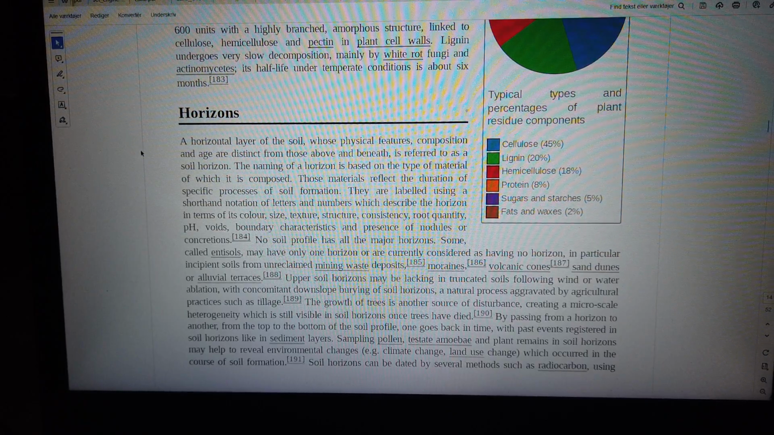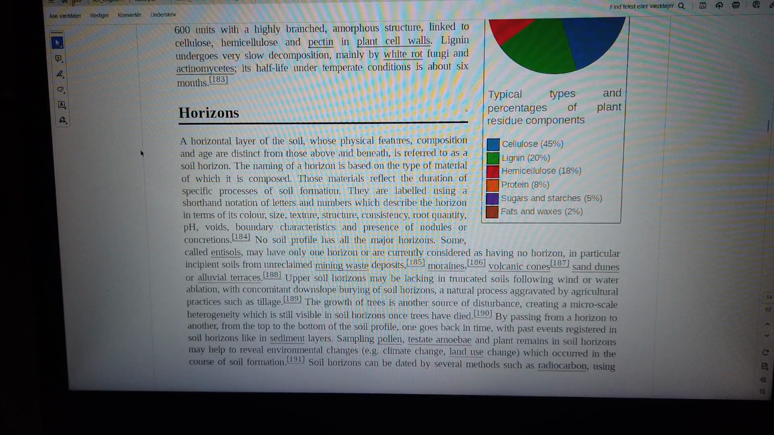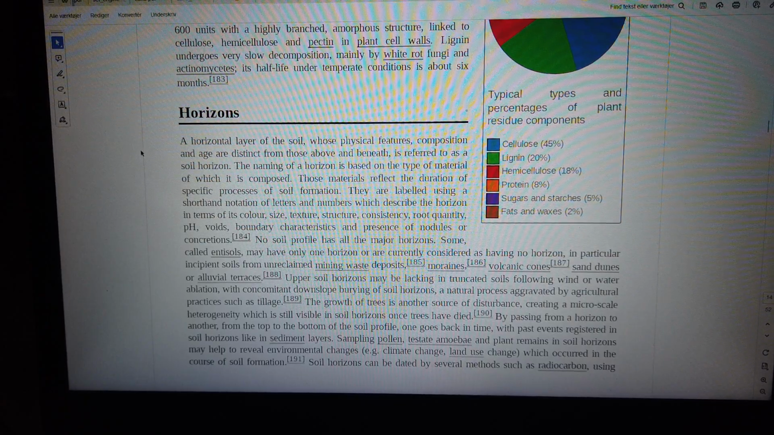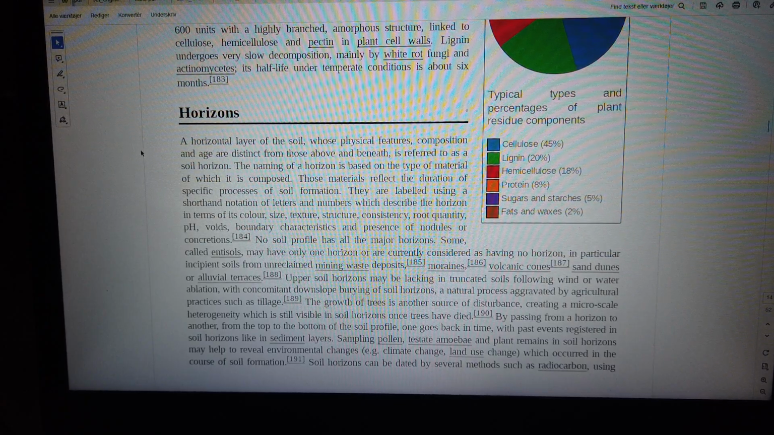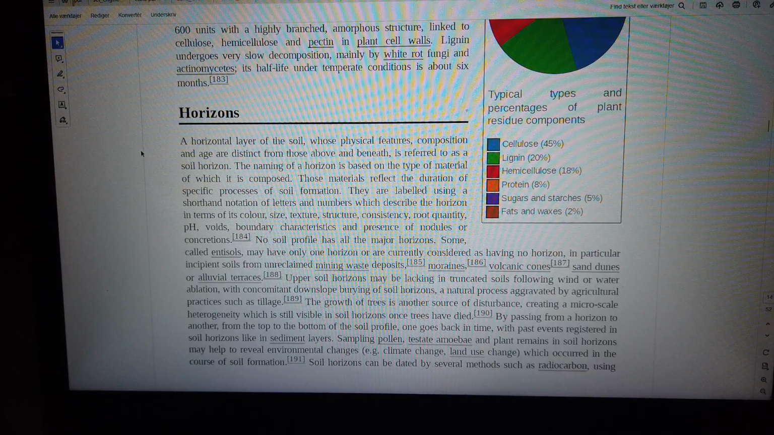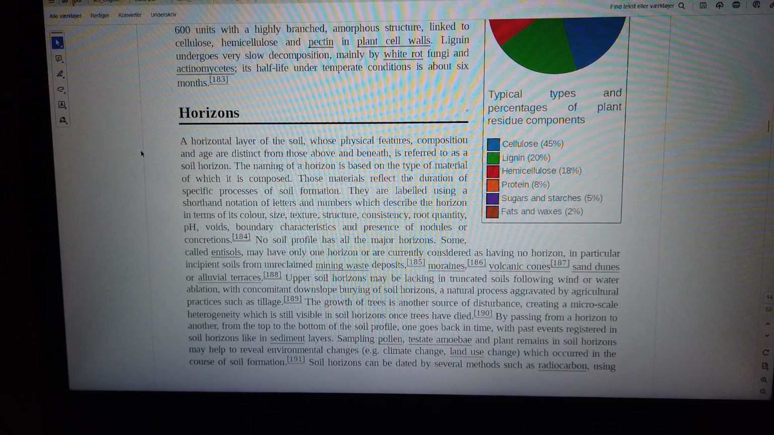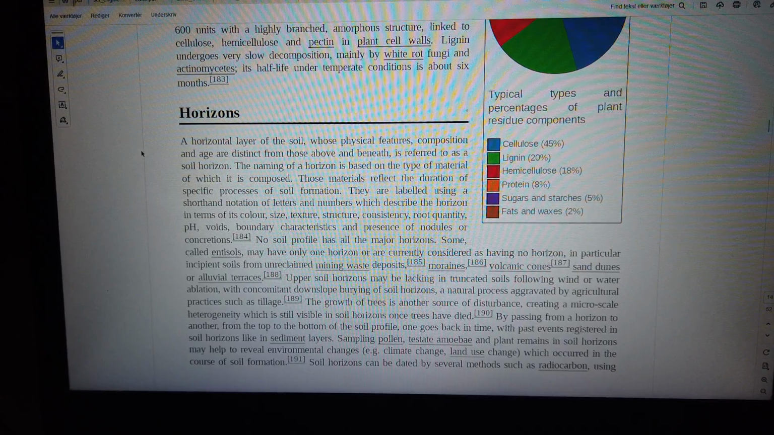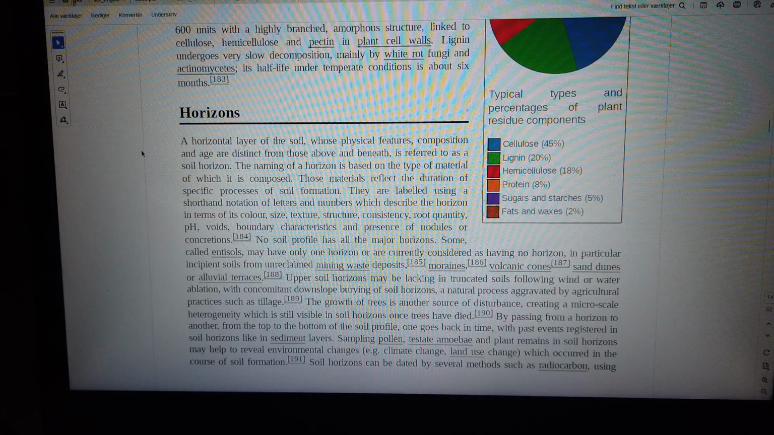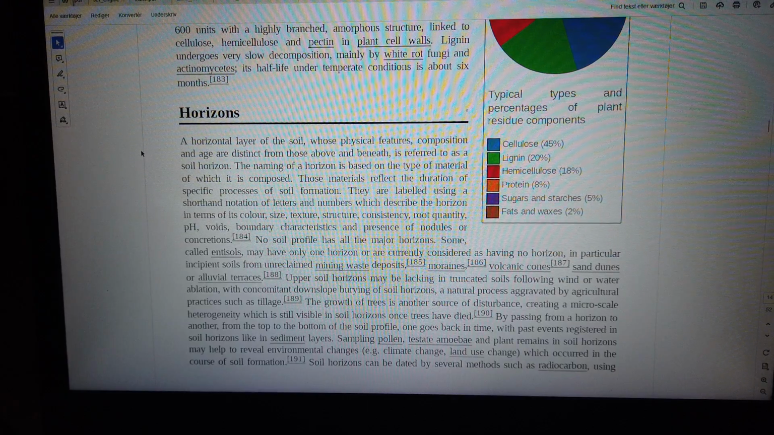184. No soil profile has all the major horizons. Some, called entisols, may have only one horizon or are currently considered as having no horizon, in particular incipient soils from unreclaimed mining waste deposits. 185. Moraines. 186. Volcanic cones. 187. Sand dunes or alluvial terraces.